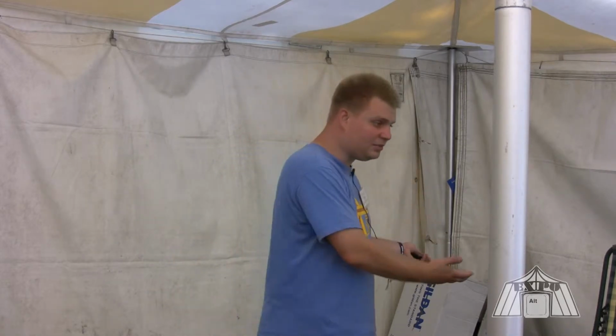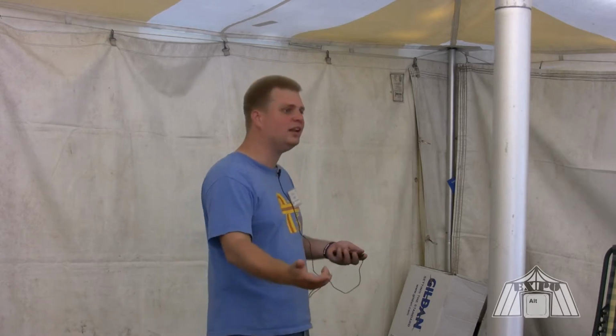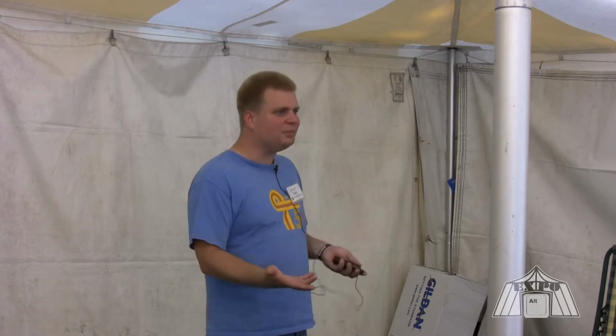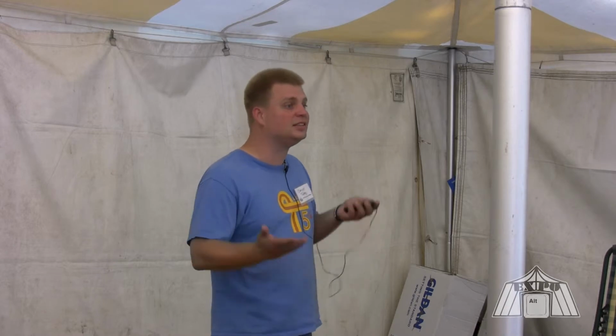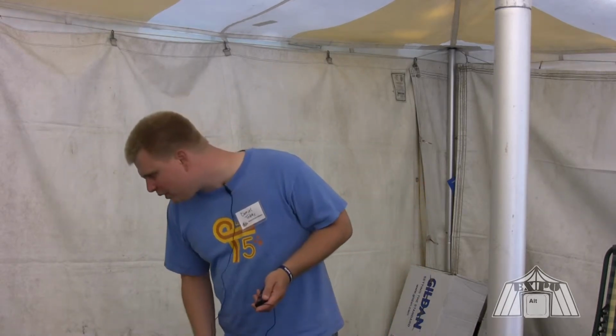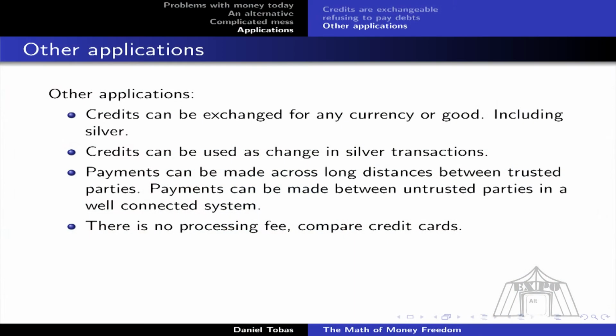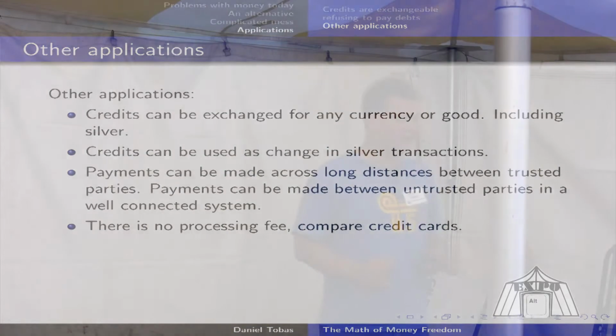If you want to buy a blender from somebody in California who's going to ship it to you, well, with silver you'd have to ship the silver back. Well, you could just give them some credit and settle up when the time's due, or maybe other transactions happen that settle up that debt. Okay, good. So that's one thing. There's no processing fee. Compare credit cards.